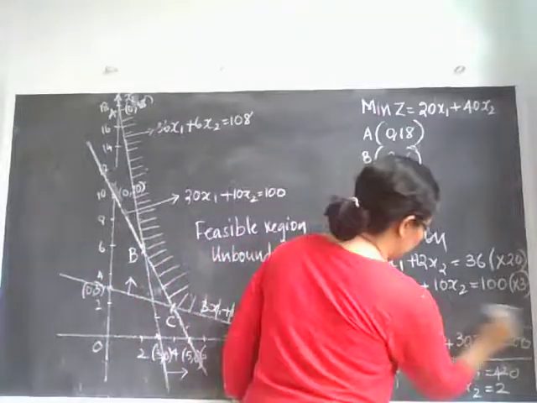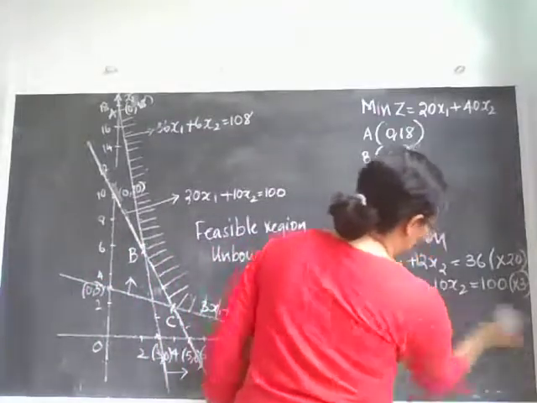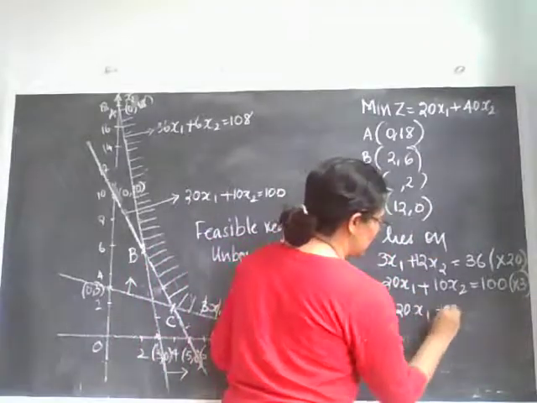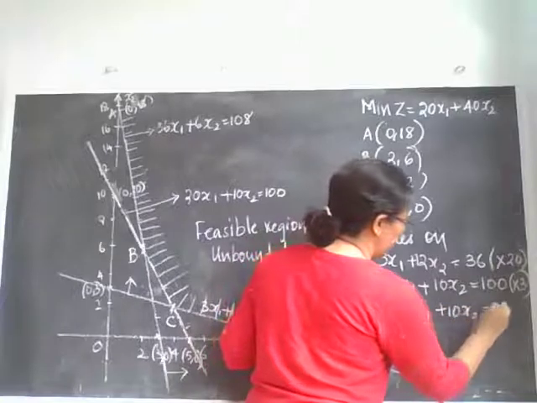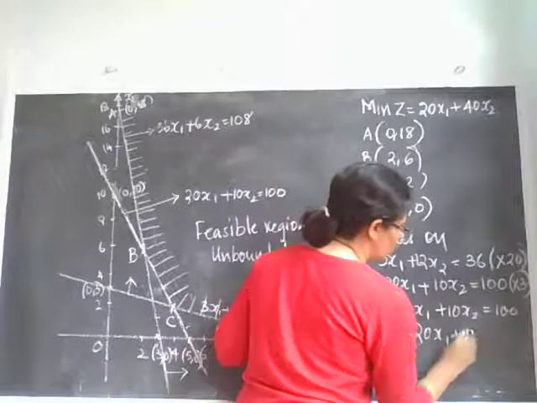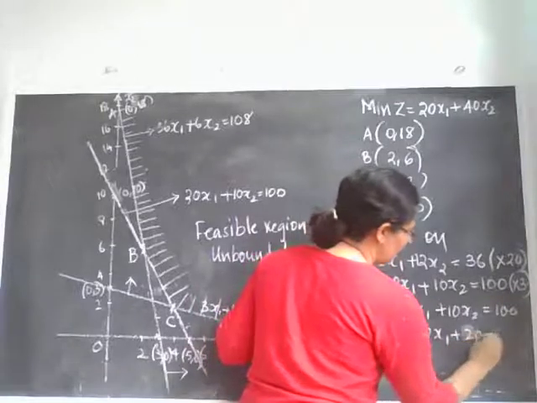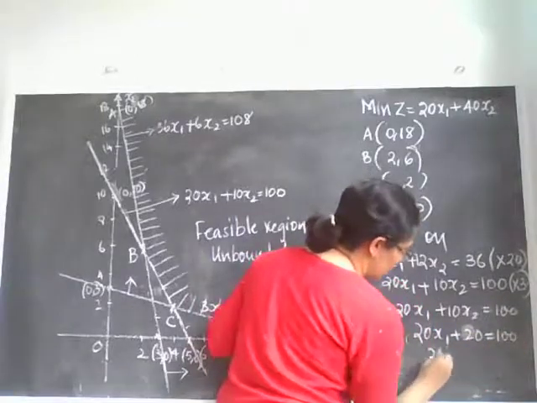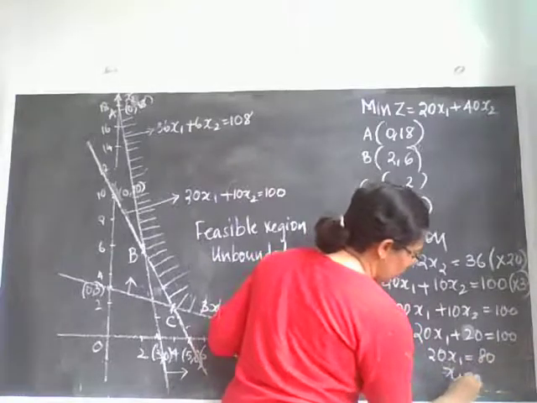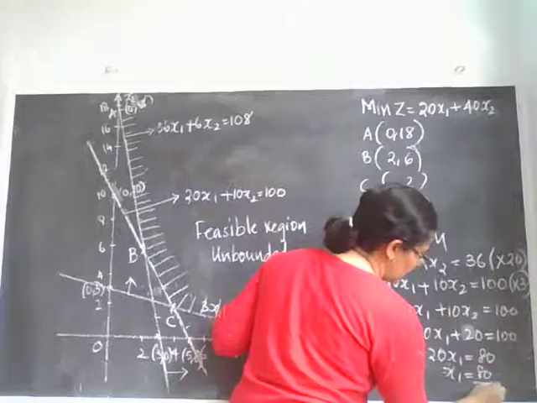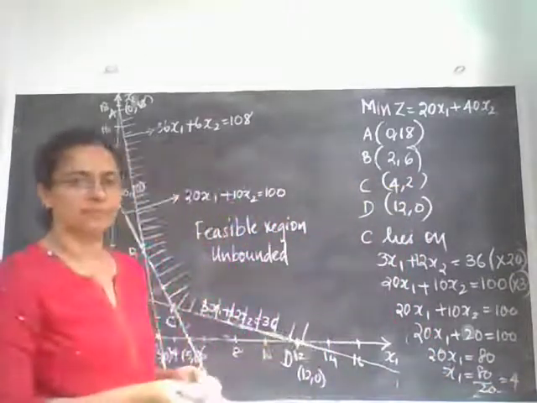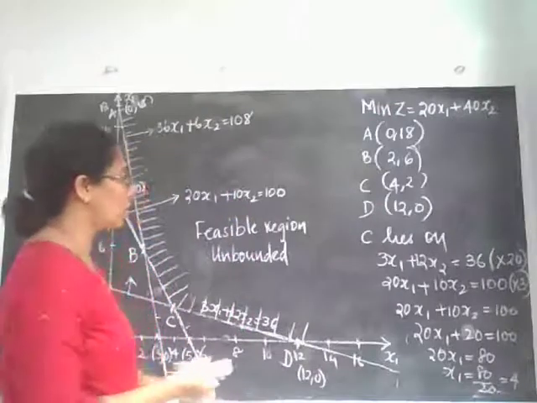So this will be: put it in any equation. Let's put it here: 20x1 plus 10x2 equal to 100. So 20x1 plus 10 into 2, 10 into 2 is 20, equal to 100. So 20x1 equal to 80. x1 equal to 80 divided by 20, which is equal to 4. So you got the value 4. So you got all the points.